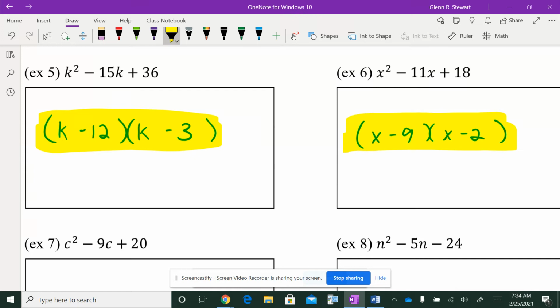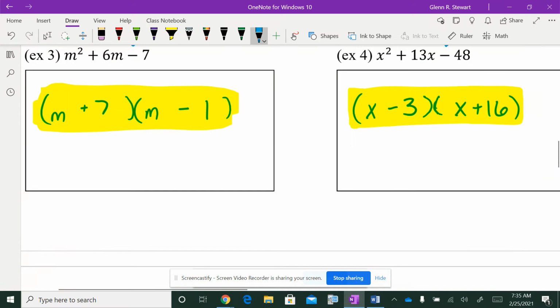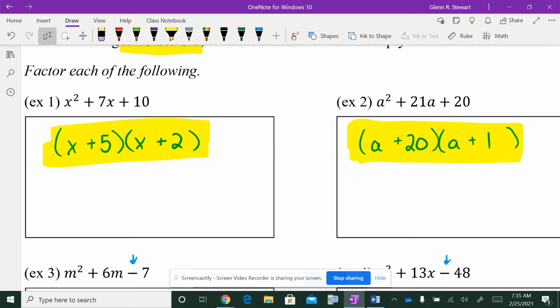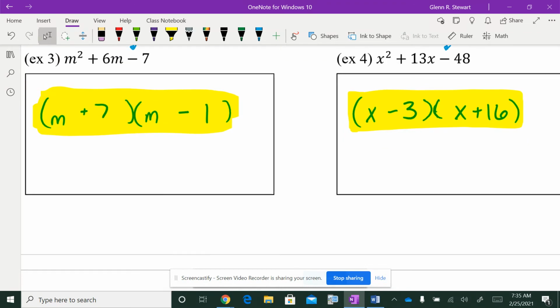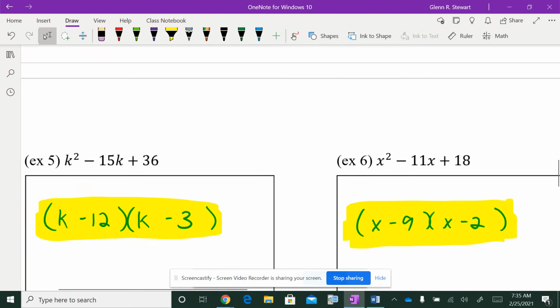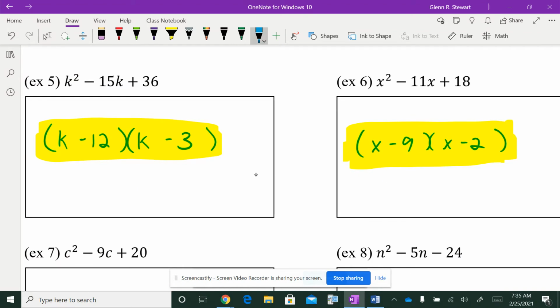Hopefully, somewhere out there in your heads you're thinking, okay, this isn't so bad. So we've looked at a couple different ones. We've looked at ones where both signs are positive. We've looked at ones where the first is positive and the second one is negative. If you notice, that means that our signs are different. Here are negative and then a positive. The signs are the same.